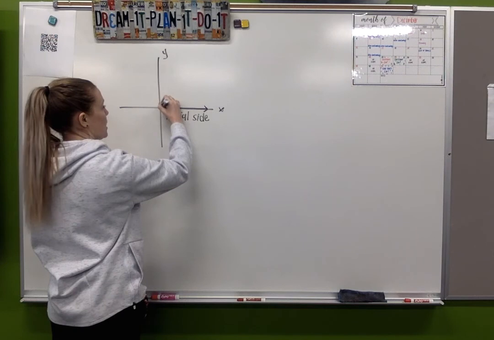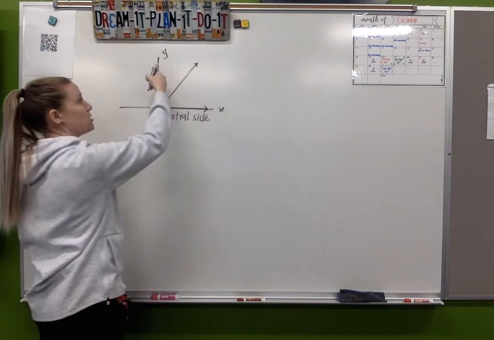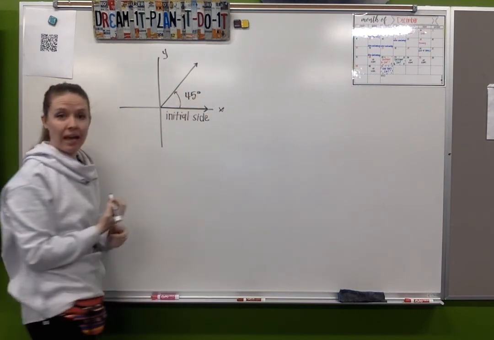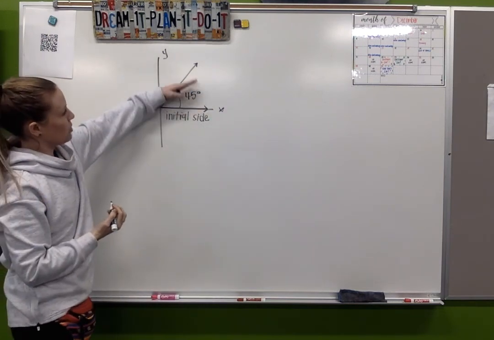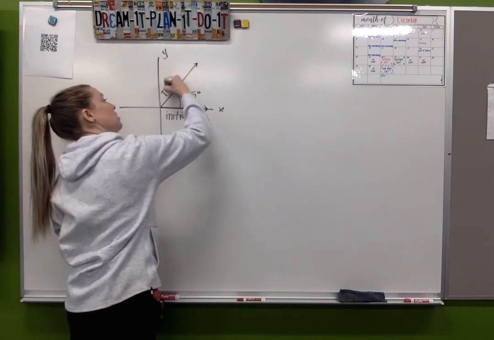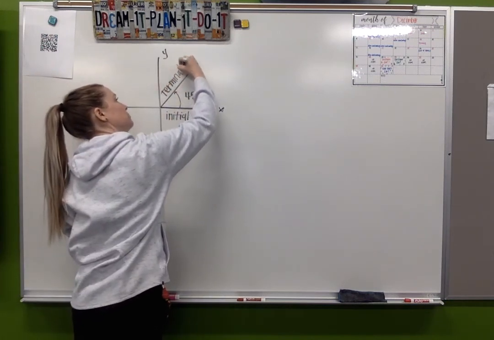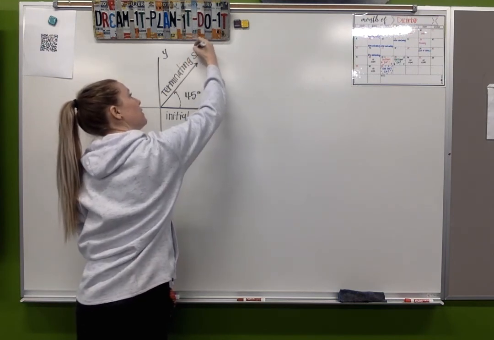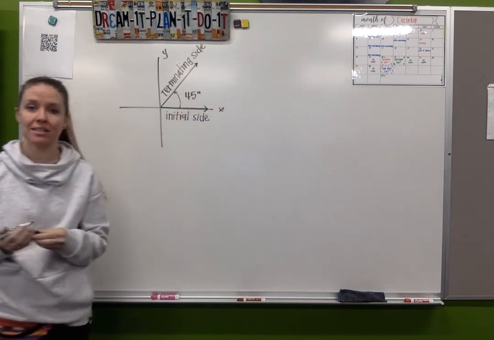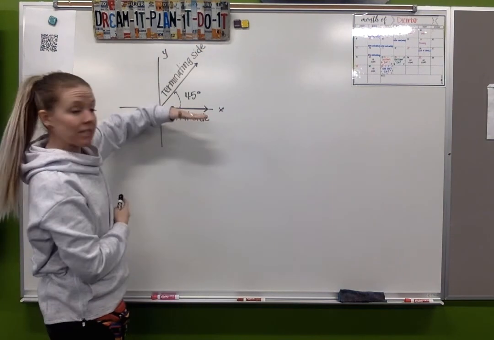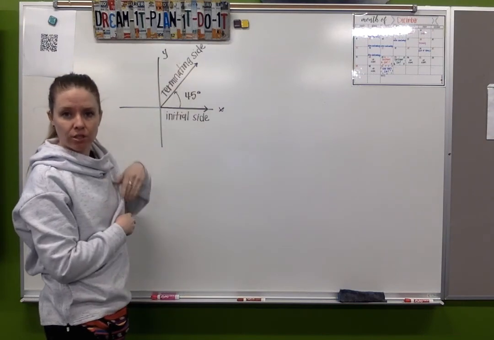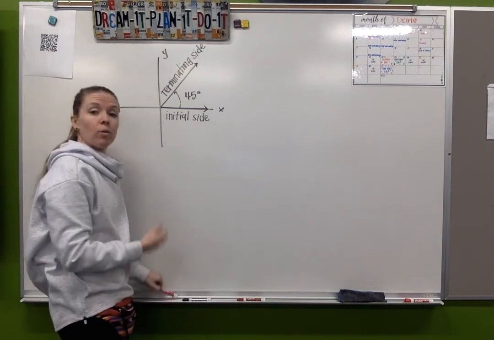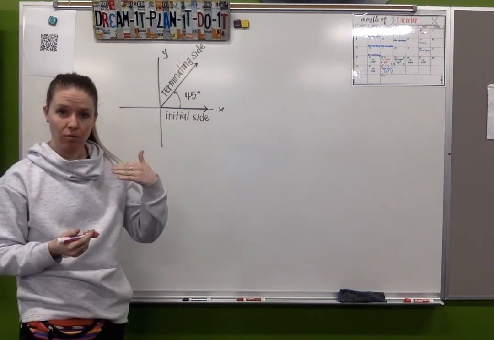So let's say we rotate halfway to the y-axis. This creates a 45-degree angle. So we rotated 45 degrees. This is called the terminating side. This is where our angle terminates, it ends. So we started here at 0, and we rotated to 45 degrees. Terminating side, initial side.